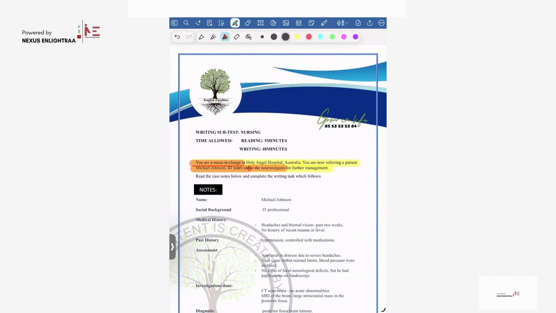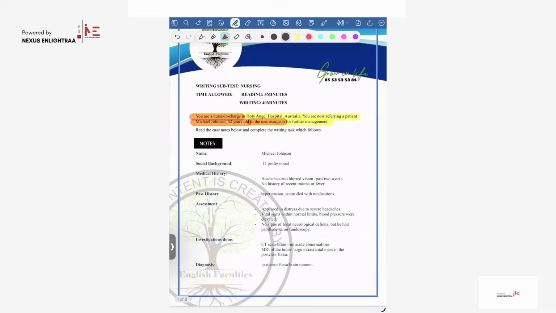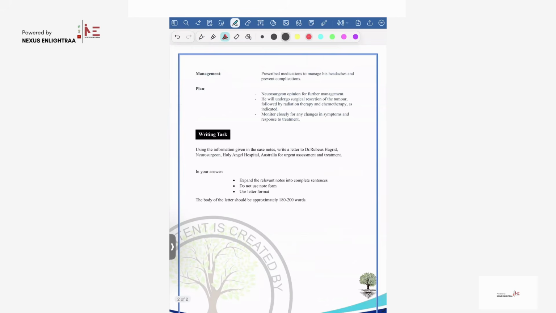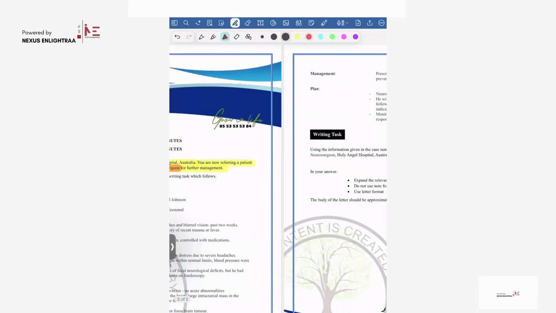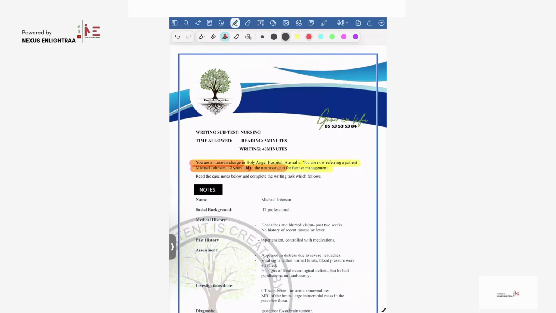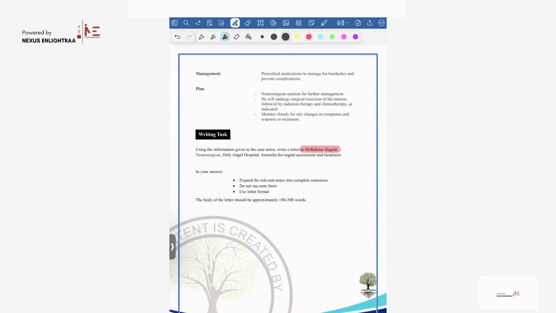And we know from the writing task that this doctor's name is Rubeus Hagrid. And that is, once you scroll down, given here. But since I've read this, I know it. Okay. Number four is why you are writing. And for this, again, you will get it here: for urgent assessment.